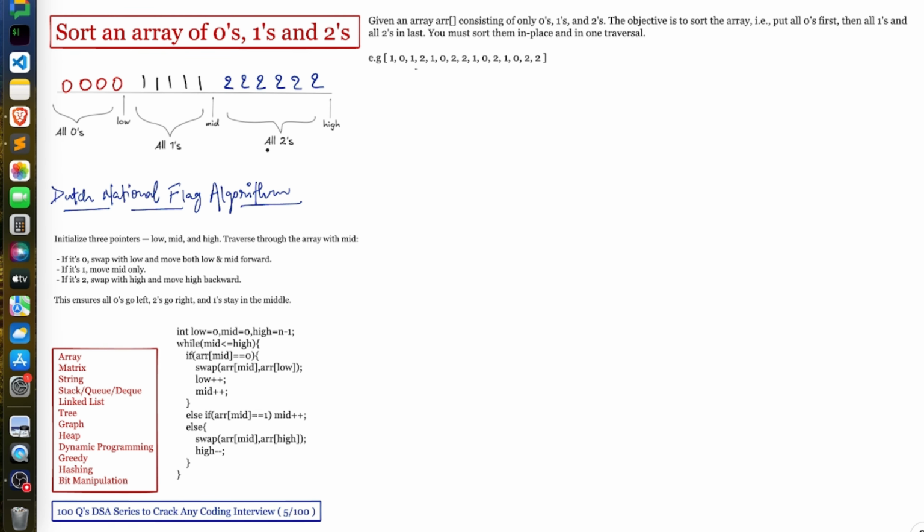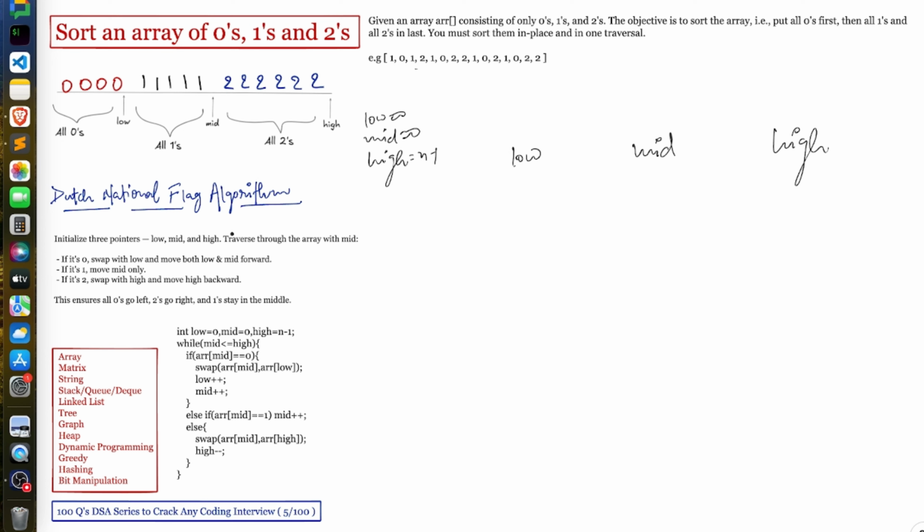As discussed before, in order to sort this array in place and in one traversal, we will be using the Dutch national flag algorithm. This algorithm is pretty simple. It uses three variables: low, mid, and high. So this is low, this is mid, and this is high, right? So these are the pointers. Now initially low would be 0, mid would be 0, and high will be n minus 1, right?